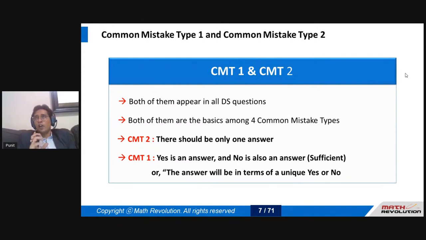So if a question asks, is x greater than y? And if you can answer it, no, x is not greater than y, then that is sufficient to answer. So no is also considered to be an answer. That is CMT1, common mistake type 1. Common mistake type 2 says that if a question is asking for a closed-end value of x or any variable, then there is only one answer that exists.